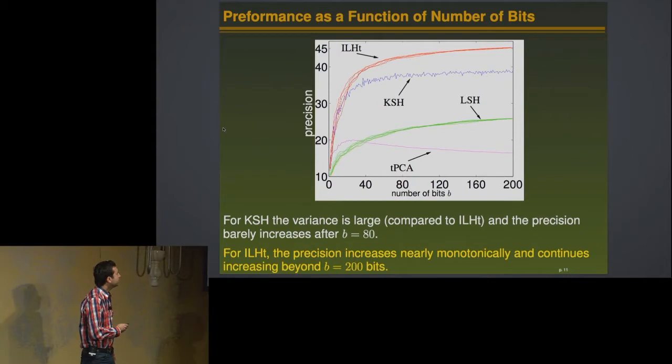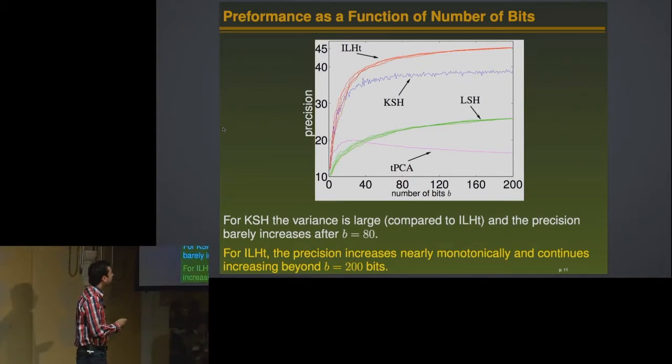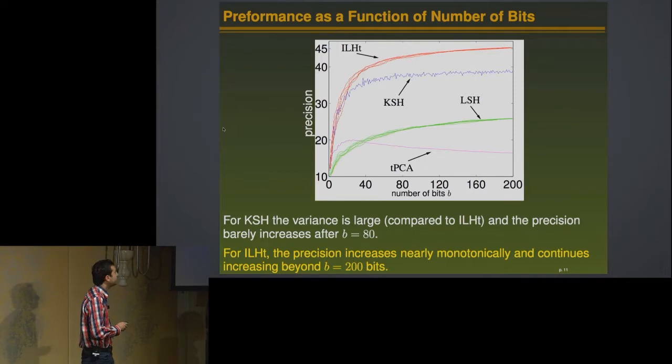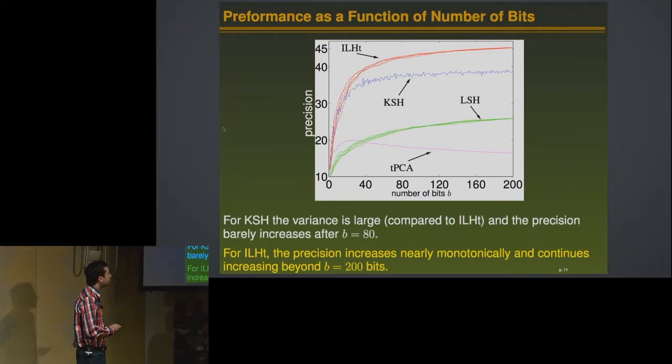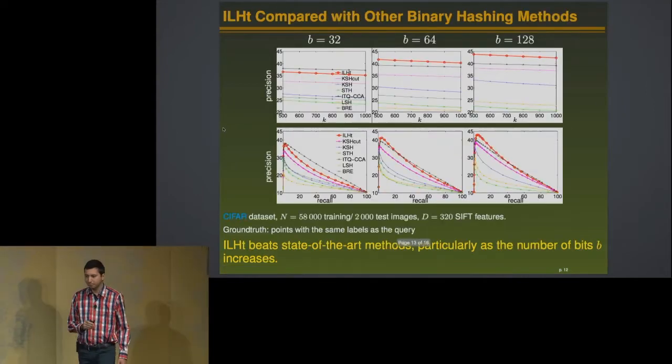In our second experiment, we report precision as a function of the number of bits. So we have our method, KSH, state-of-the-art, LSH, which is just random projection, and TPCA, which is truncated PCA. You can see that KSH stops improving the precision at a certain number of bits, but ILHT gives better results than all the other methods, and it also improves the precision hugely.